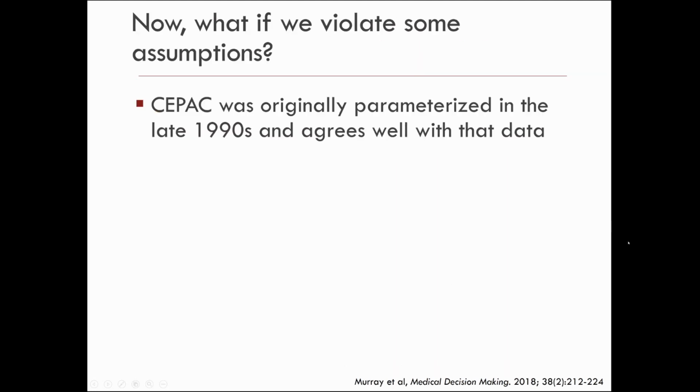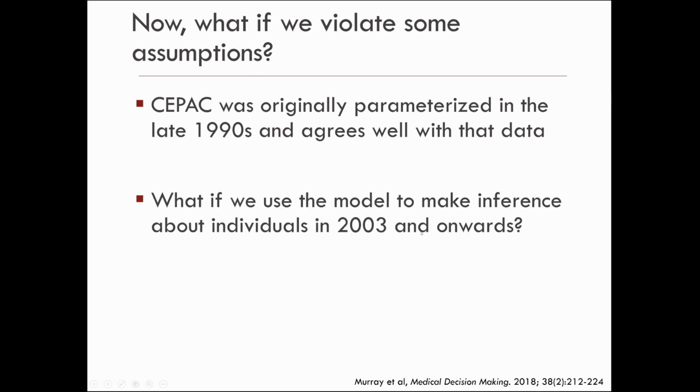But what happens if we violate some of the assumptions? We chose 1993 to 1997 because this is when the original CEPAC model was first developed, and a lot of the data that goes into coming up with the parameter values was estimated from that time point. But what happens if we use the model and try to make inference about individuals who present to care in 2003 onwards? So this is 2003 to about 2010 at this point.